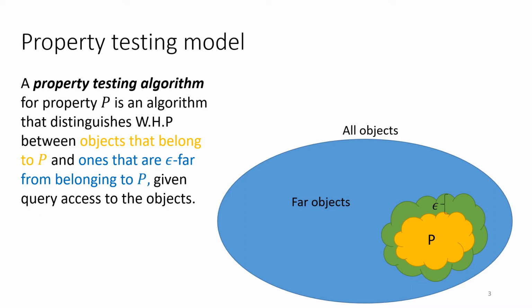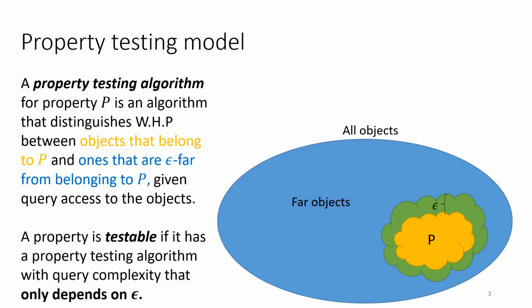Different models are made for different objects, properties, query types, and distance matrices. The questions in property testing are to understand for different properties what are the query complexities of their testing algorithms as functions dependent on the size of the input object and on the error parameter epsilon. A property is testable if it has a property testing algorithm with query complexity that only depends on epsilon.